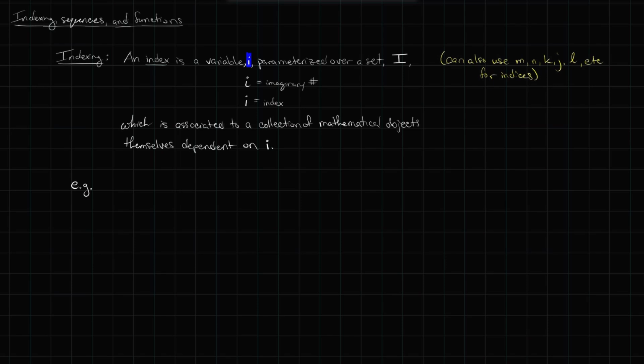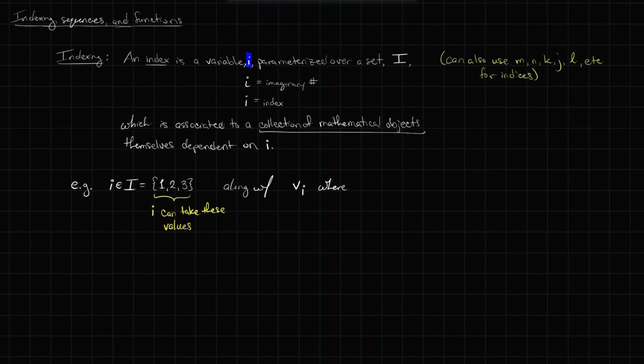So let's get an example. Let's say i is an element of this indexing set, and suppose the indexing set is the set {1, 2, 3}. Then i can take the values 1, 2, and possibly 3, and there's another collection of mathematical objects that are associated to this index. So the example is i is in the indexing set {1, 2, 3}, along with, say, something like v sub i, where v sub 1 equals 7, v sub 2 equals -4, and v sub 3 equals 5.